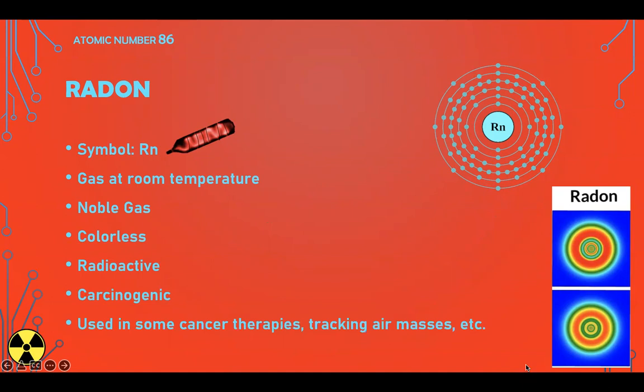Radon is used in some cancer therapies. Although it's carcinogenic, it's used to track air masses and other things, although it has very few uses and is used very little.